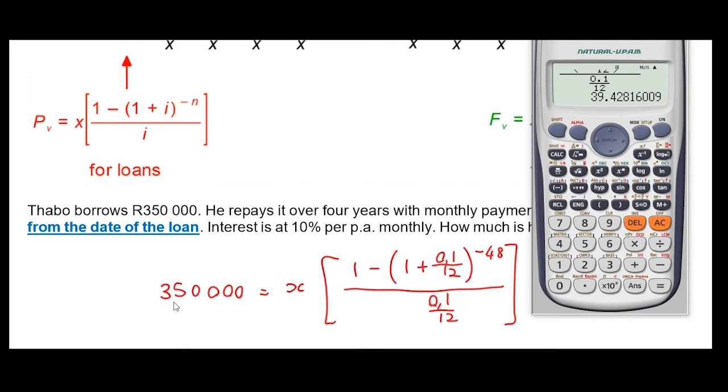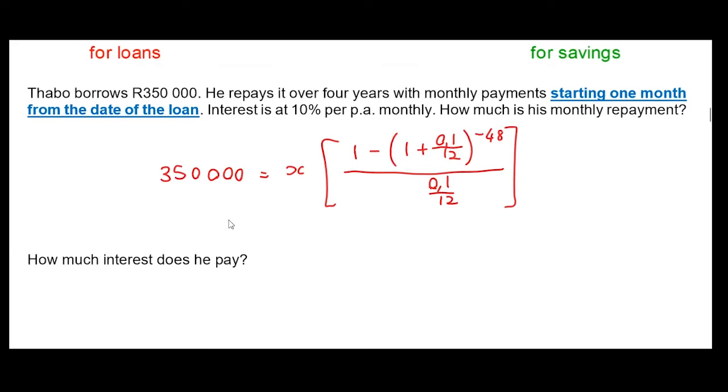I now want to take 350,000 Rand and divide it by that number. Remember that whenever you do a calculation, your calculator stores that number in the answer. There we go. So what I'm going to do is go 350,000 divided by that answer. And we get 8876 and 90 cents. So the monthly repayment will be 8876 and 90 cents. Right, now we get asked how much interest does he pay?